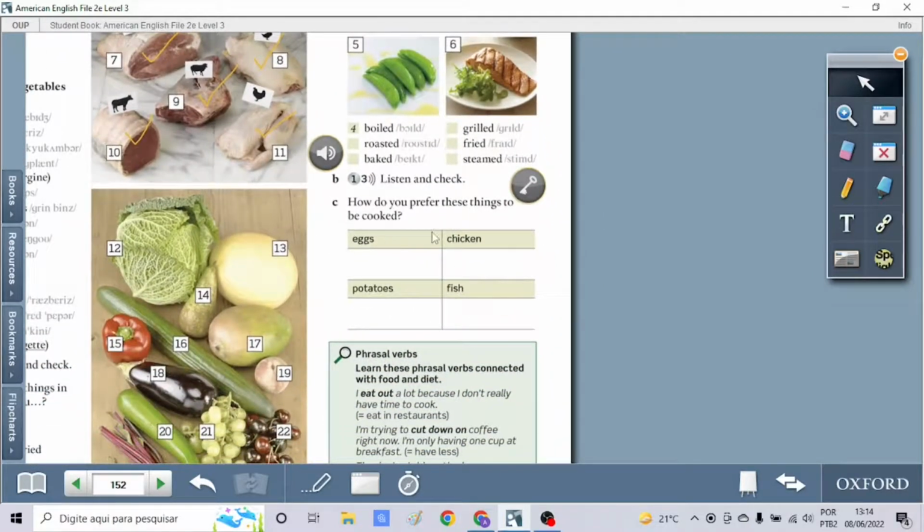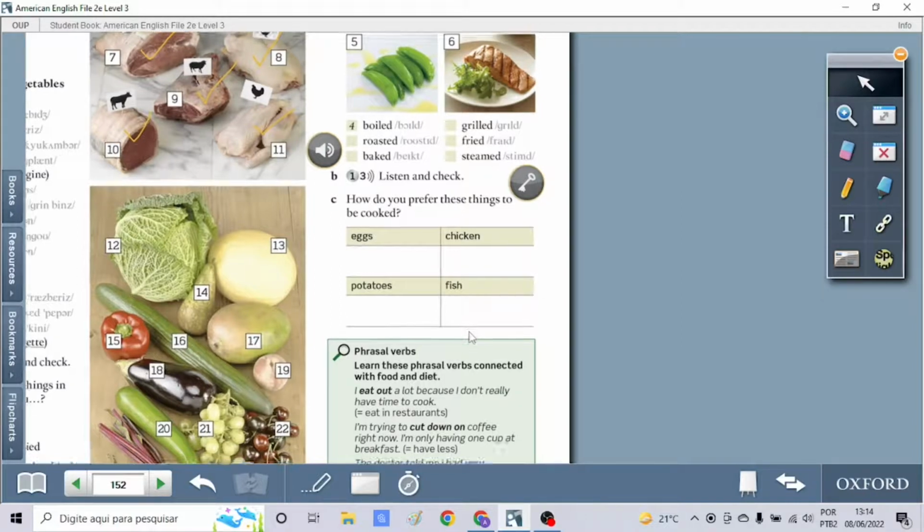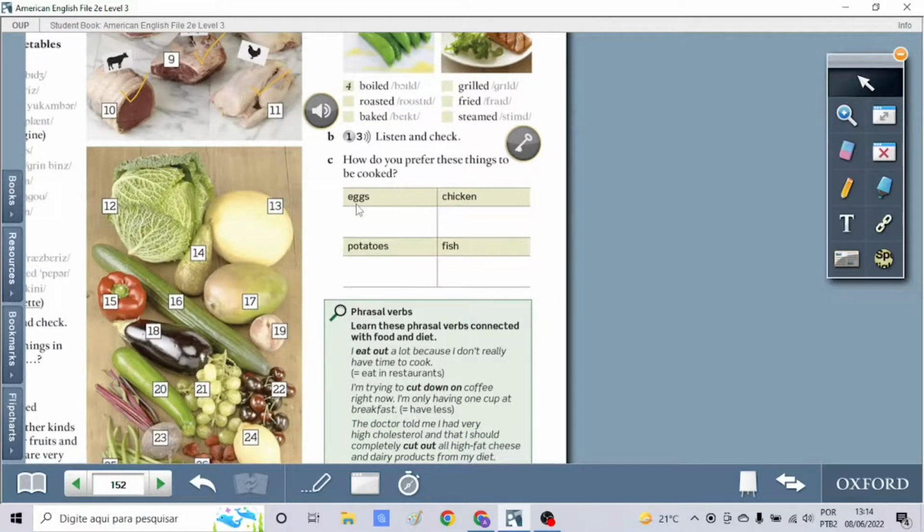Now, in letter C, how do you prefer these things to be cooked? How do you prefer your egg? How do you like your chicken? How do you like your potatoes? And how do you like your fish? Pause the video and answer.